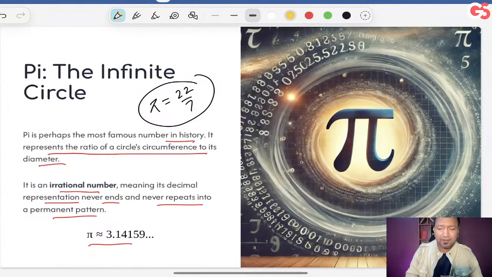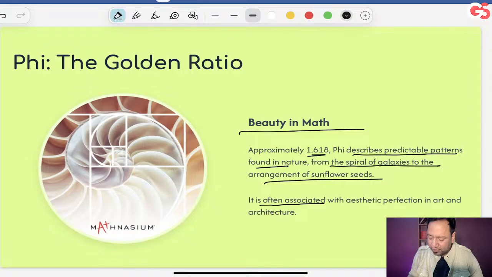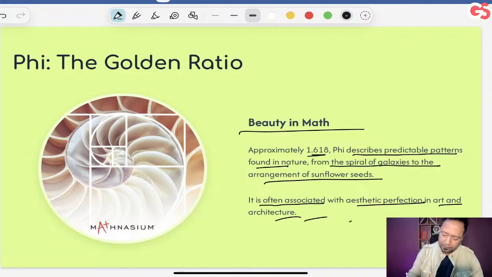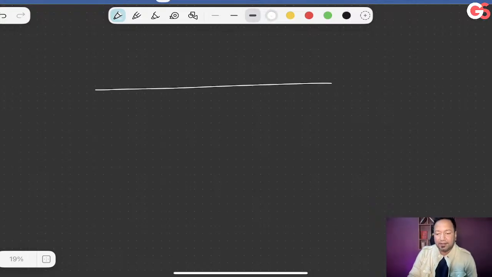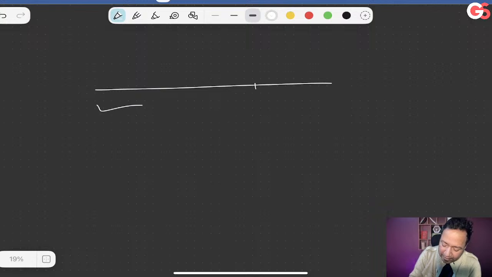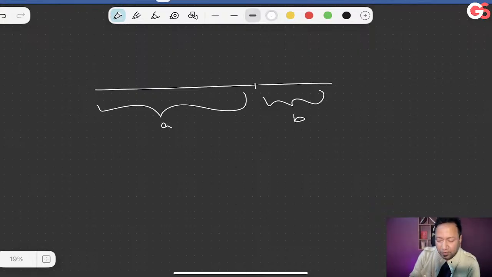So now we are done with pi and aesthetic perfection in art and architecture. Now I'll tell you what it means. Let's say there is a rope, broken into two parts. Let's say the first part is of length A, the second part is of length B. That means the overall length will be A plus B.